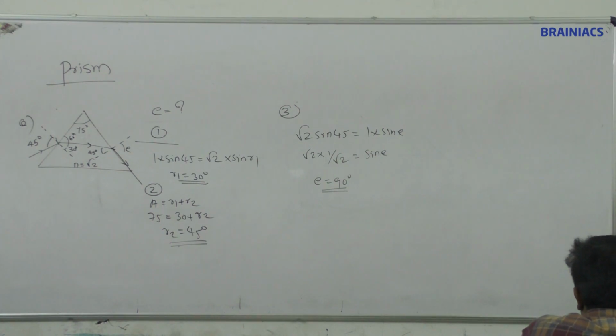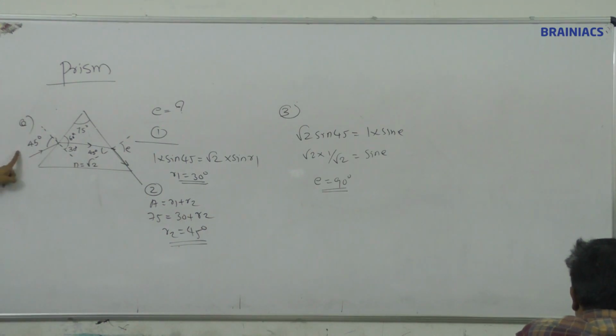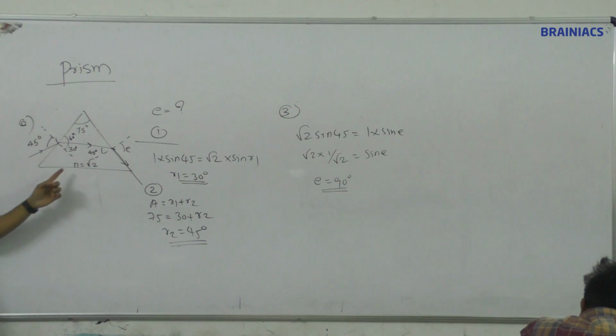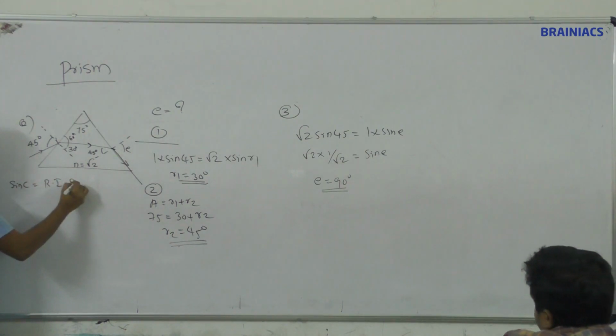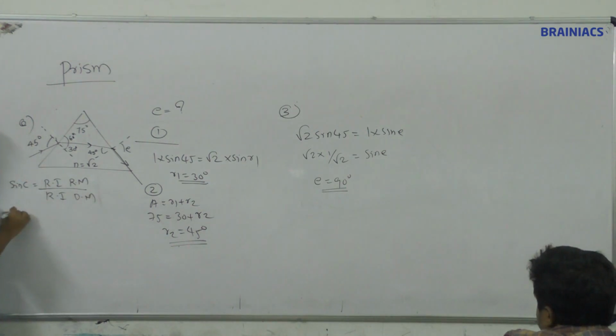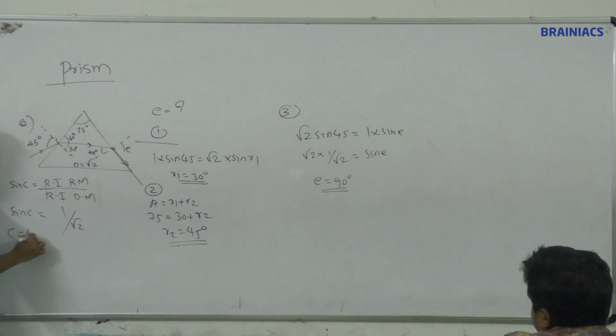Here it is moving from rarer to denser. When it will graze, it is denser to rarer. This is moving from rarer to denser; here only it will graze, denser to rarer. You got her doubt, right? She is asking, sir, what does critical angle mean here? Sin C is refractive index of the rarer medium divided by refractive index of the denser medium. So sin C is equal to 1 by root 2, which means the critical angle is 45 degrees.